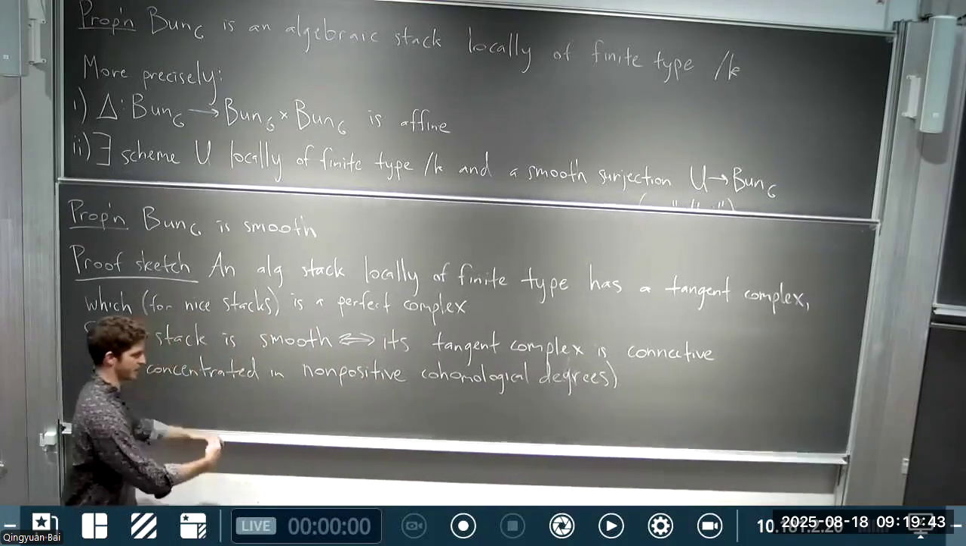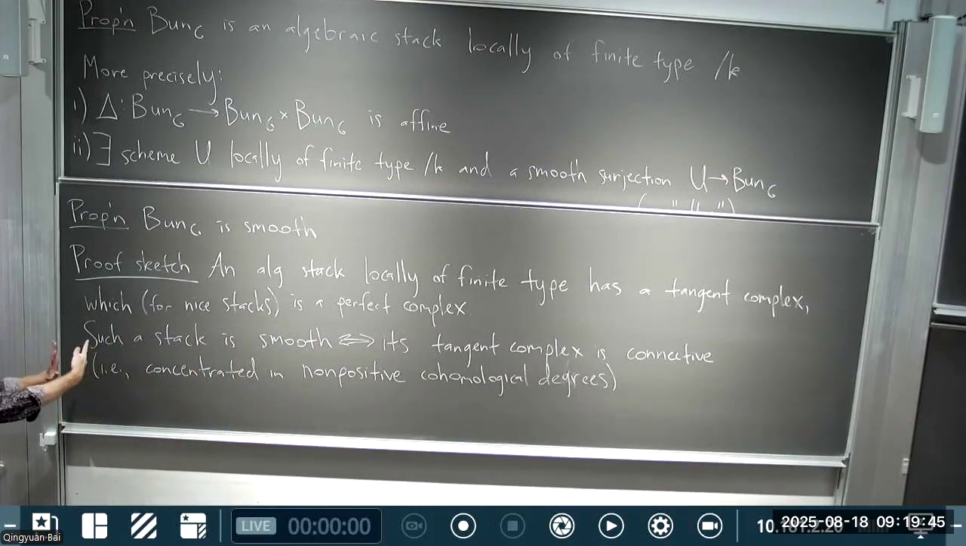Okay, so in general, it's some bounded complex. Maybe it has cohomology in degree 0, and a priori, this can go off to the right and to the left, and smooth means it only goes off to the left.